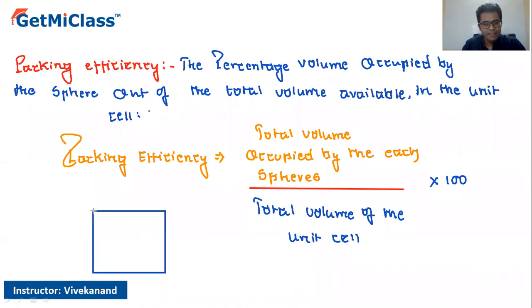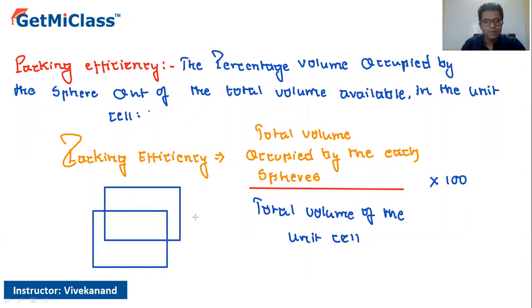Let's say that this is a cube, or we'll say this is a unit cell. Now this unit cell has its own volume. If we represent every single edge by A, the total volume of the unit cell would become A cube.